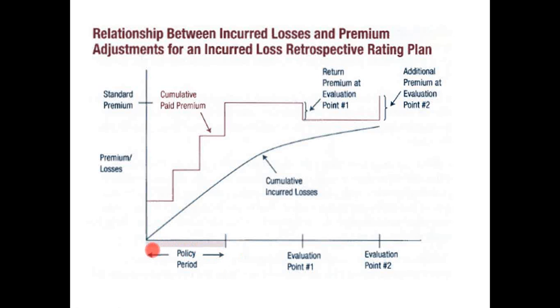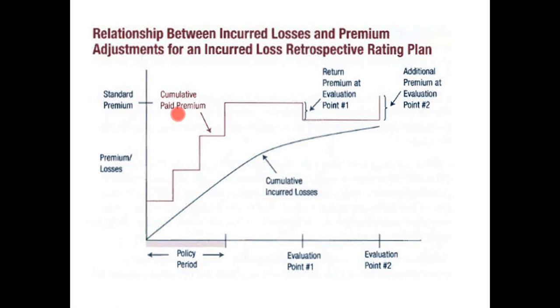So here we have the relationship between an incurred loss and premium adjustment. Incurred means it includes both reserves and paid. And what they're showing here is probably a fairly common thing. Here's our cumulative incurred losses over time. So this is 0. All of a sudden we have another $5,000 claim, and it keeps on adding up. And here's where we are over this period of time.